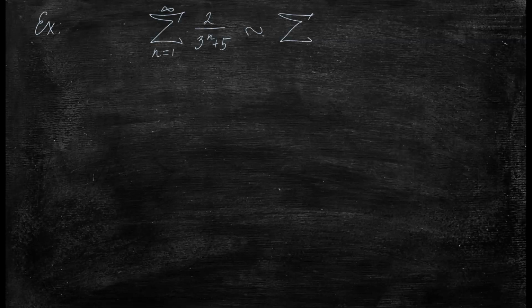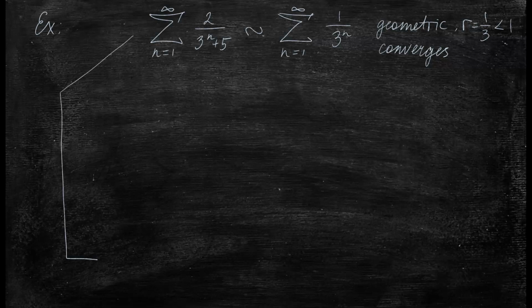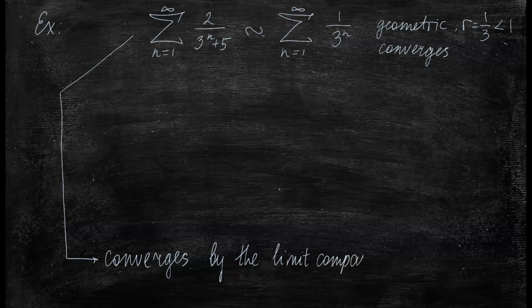If we can convince ourselves that this series behaves the same way as this series, which is geometric, with r being 1/3, which is less than 1, meaning that it converges. If we can convince ourselves that this is true, then the original series also converges by the limit comparison test.